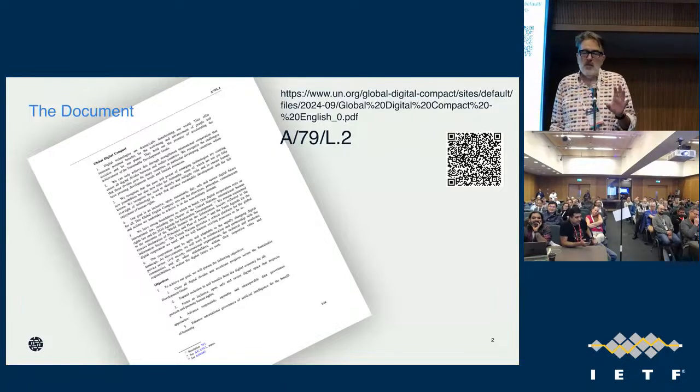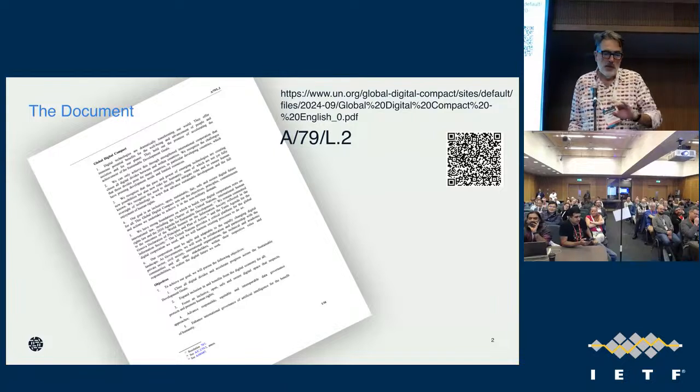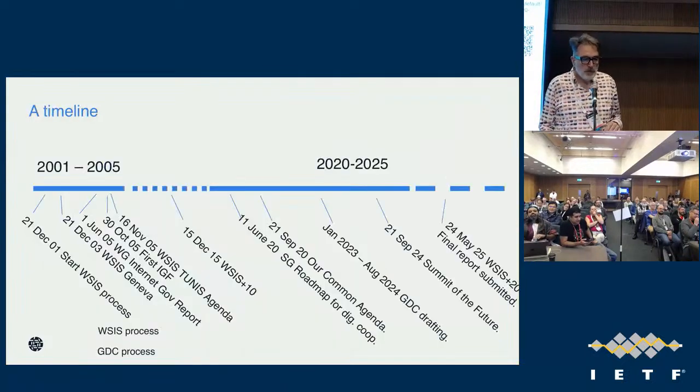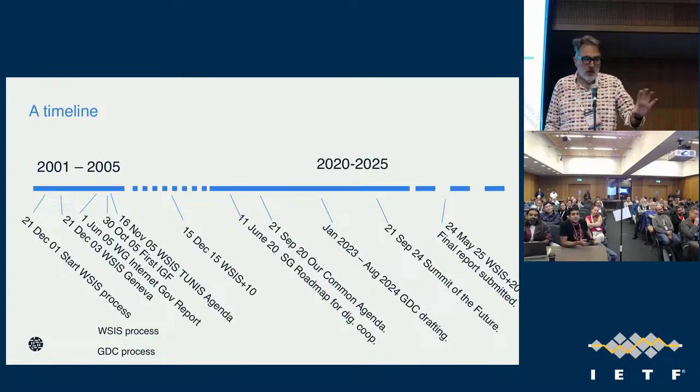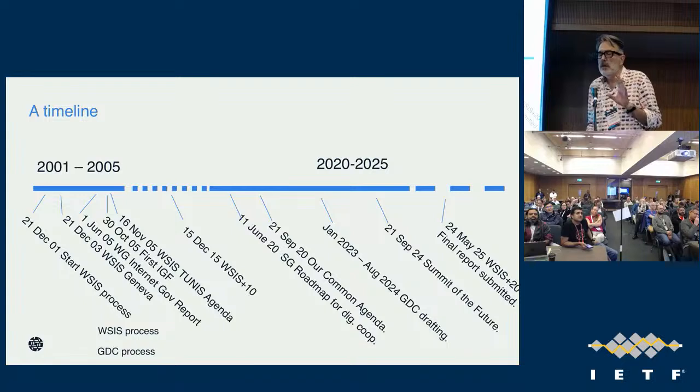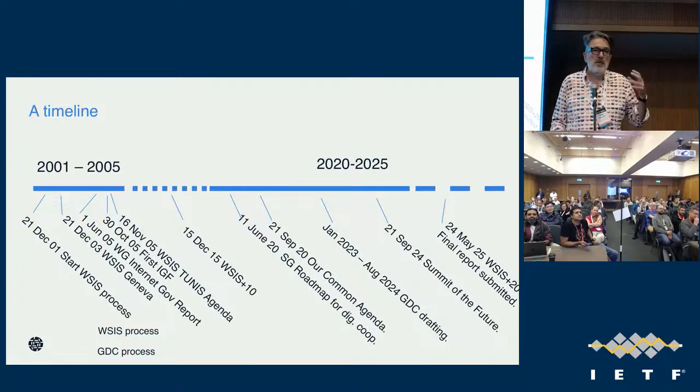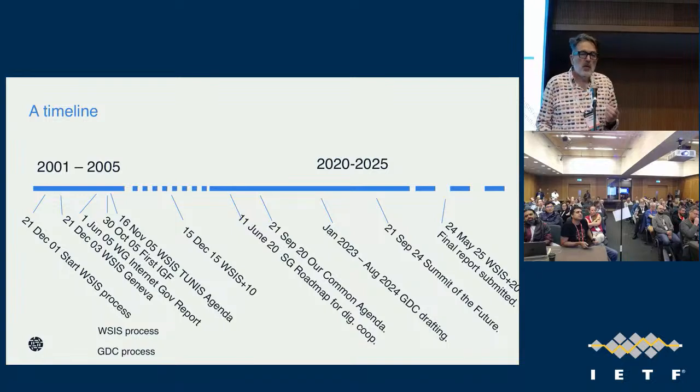This is a document that was published in September. Let's do the next slide. Because it fits in the history, and I noticed some of the colors went missing on this slide. Doesn't really matter. This fits in a history of interest by the UN, by governments, in digital or information technology development. That started a long time ago.